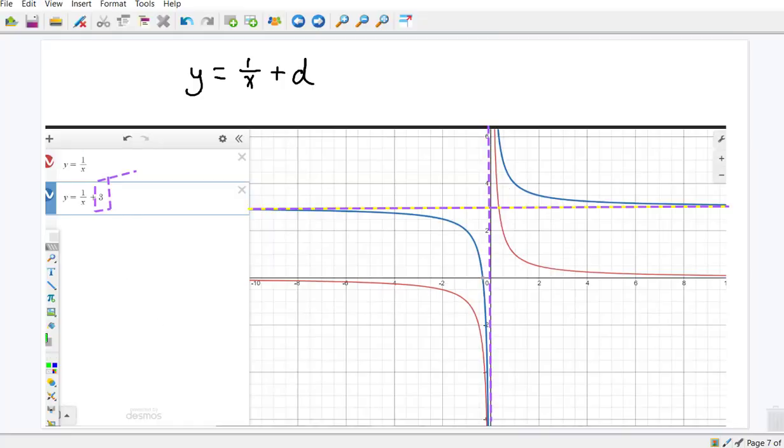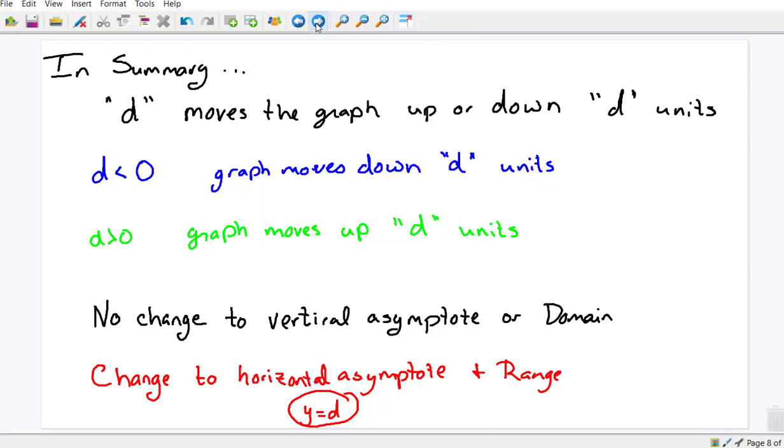So in summary, that D moves the graph up or down however many units. If it's negative, it moves it down. If it's positive, it moves it up. There are no changes to the vertical asymptotes, but there is a change to your horizontal asymptote and range. And so y equals D is going to be your new horizontal asymptote.